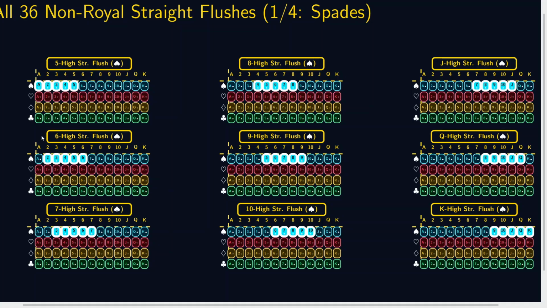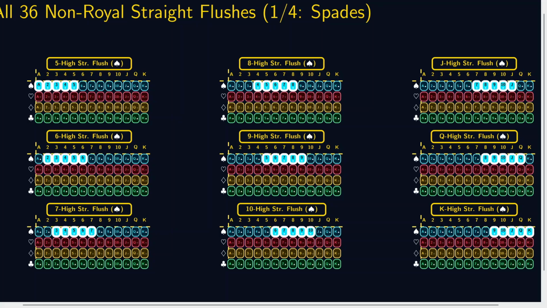The highlighted columns are now 2, 3, 4, 5, and 6, all spades. The ace is gone, and the 6 has entered at the top. 2 of spades, 3 of spades, 4 of spades, 5 of spades, 6 of spades. The third hand is the 7 high straight flush of spades.